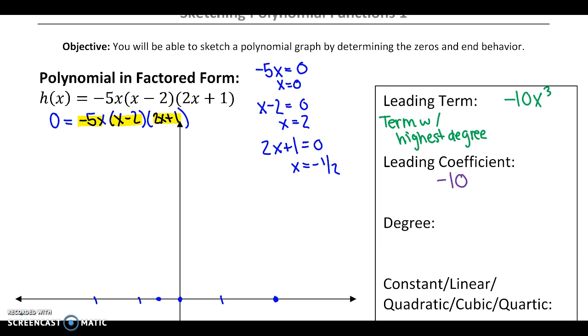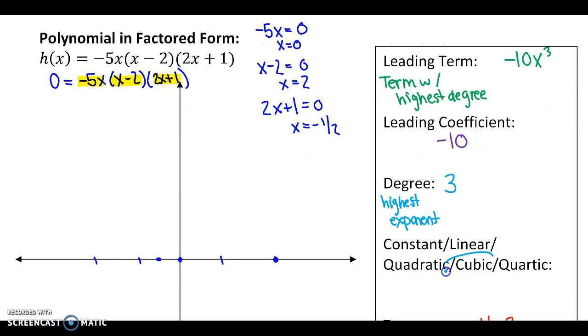The degree is talking about the degree of the whole polynomial. It's the highest exponent, which would be on the leading term. In this case, the highest exponent is a 3. So the degree is 3, which makes this a cubic graph.